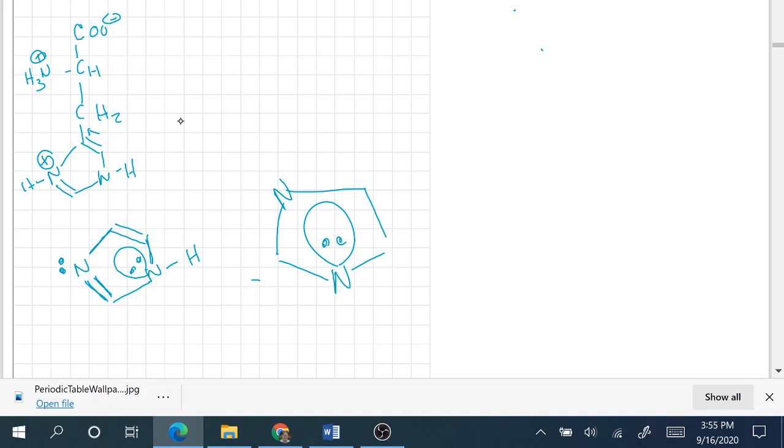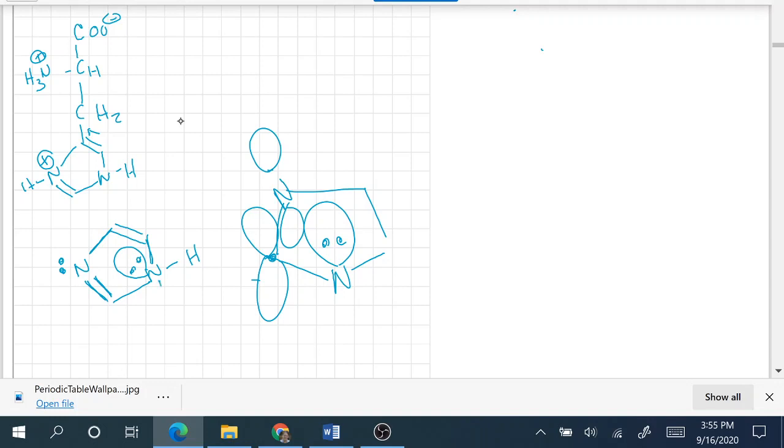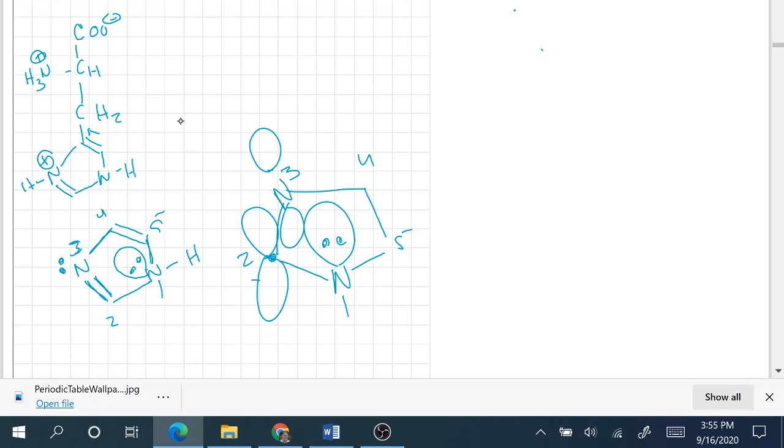So where is our pi system? It's going to be above and below the plane of the ring. Let's number these atoms: 1, 2, 3, 4, 5 atoms in the ring. Atoms 2 and 3 are double bonded to each other. They're donating 1 electron each to that pi system that makes that ring aromatic. And atoms 4 and 5 are double bonded to each other.